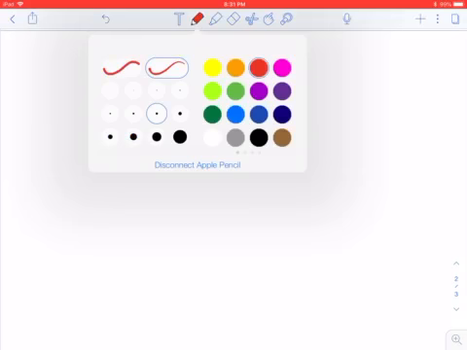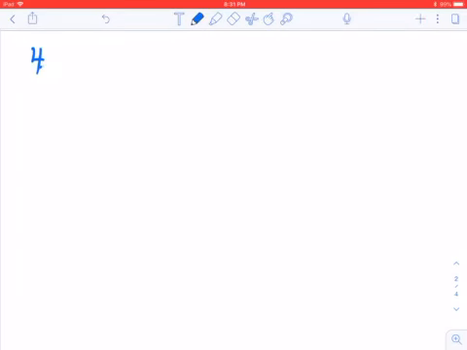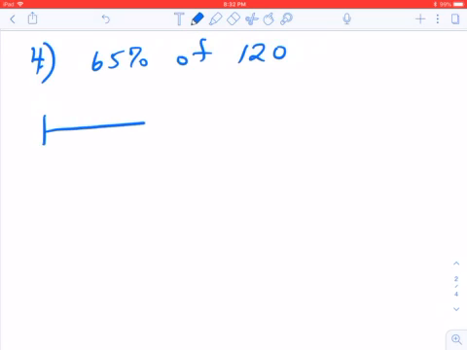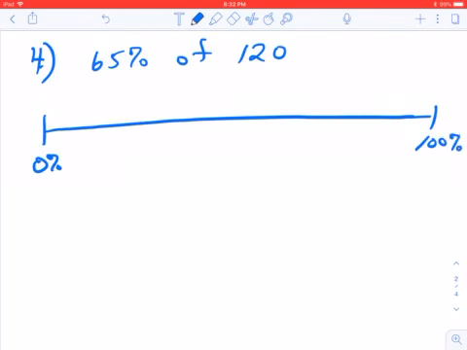Back to blue. All right, let's do 65% of 120. So make your double number line. 0% on one end, 100% on the other for the whole amount. And the whole amount is 120. So we want to find 65%. That's going to be past the middle, right?